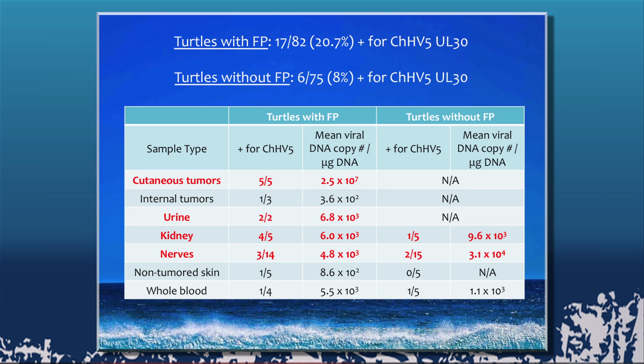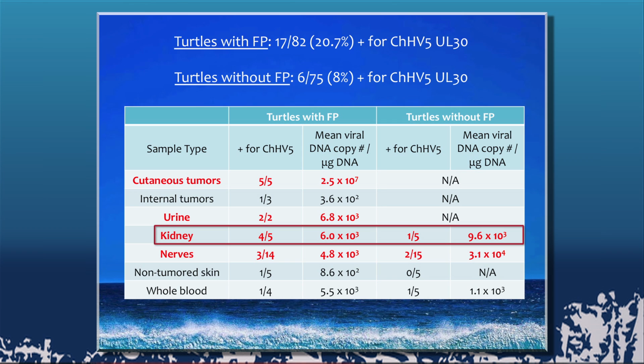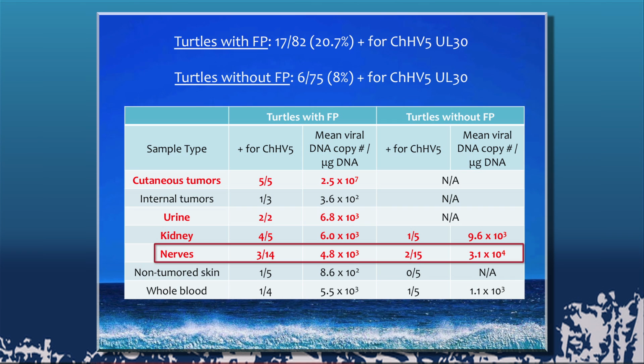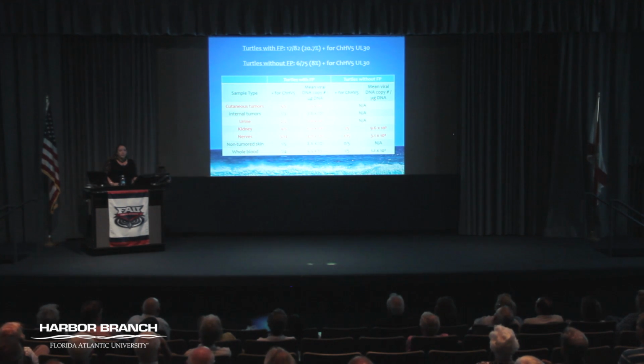Interesting results. We found, again, the urine samples were positive for viral DNA. And this was really surprising, or to me, it was surprising that a lot of the kidney samples were positive for viral DNA. And also some of the nerve samples were positive for viral DNA, which has never been described before. We know that alpha herpes viruses tend to go latent within nerve cells, and so this pointed to a potential site of latency, which has not been described for this virus.